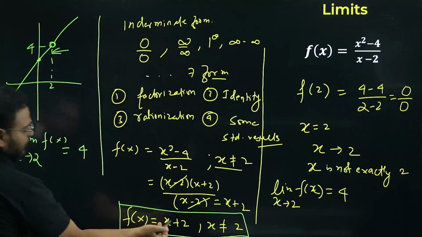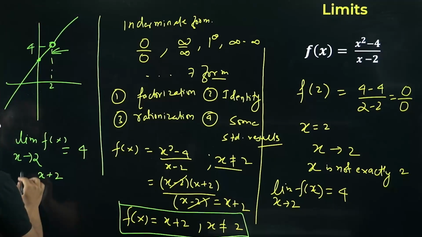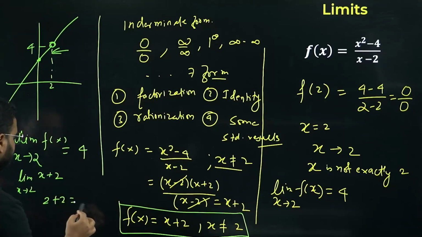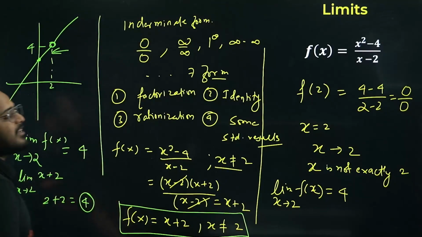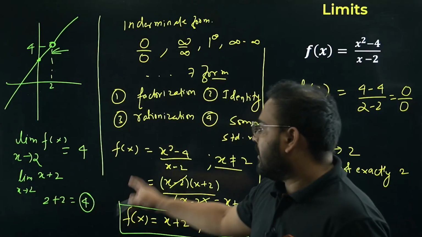From here also we can put the value over here, no? Please check, if I put this value in x plus 2, limit x tends to 2, what is this going to become? It will become 2 plus 2 equals 4. Whether you approach from left side or right side, the answer will be 4 only. The limit exists and it is equal to 4.